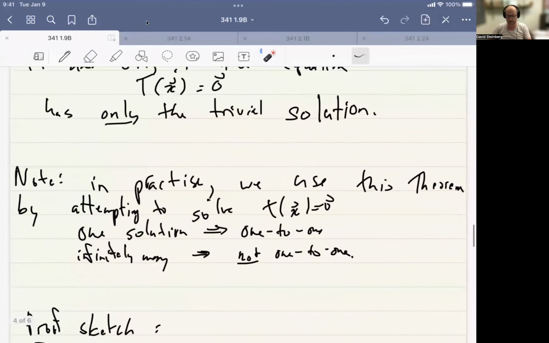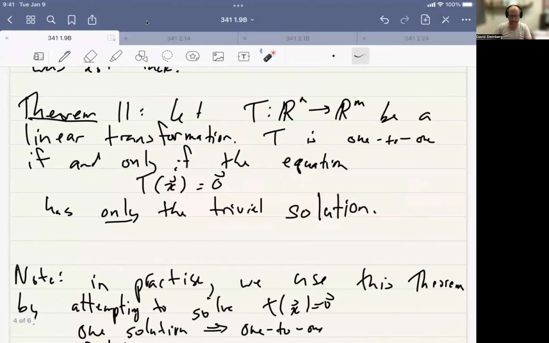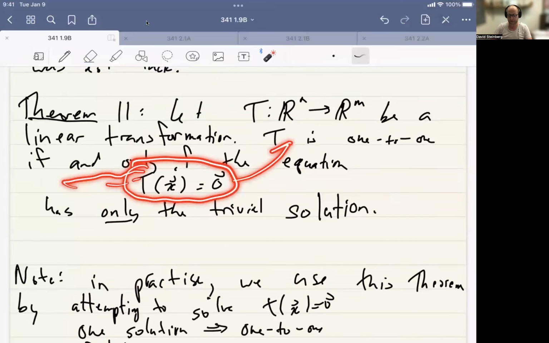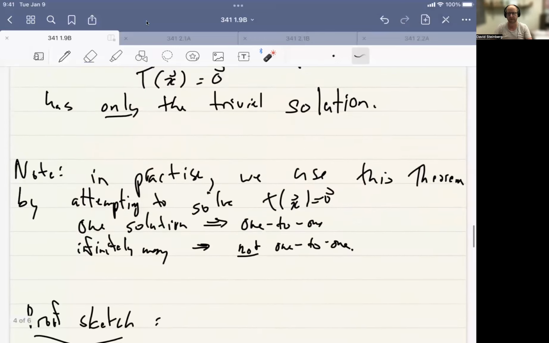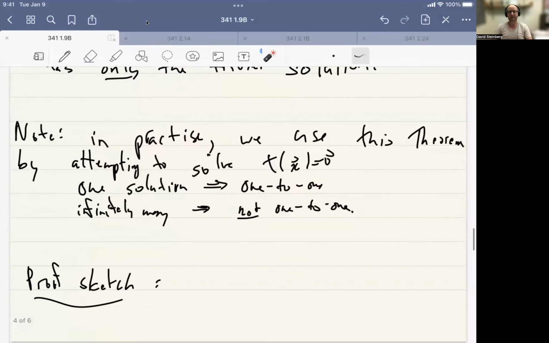In practice, we're always using this in the direction of working on the equation T of X equals 0 to prove T either is or isn't one-to-one. The other direction is not that useful. So in practice, we use this theorem by attempting to solve T of X equals 0. One solution means one-to-one. Infinitely many solutions means not one-to-one. And there's never no solution because 0 is always a solution.